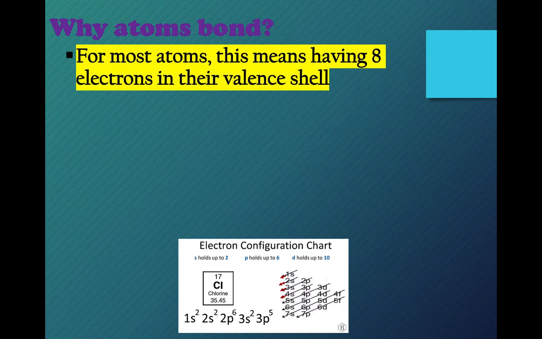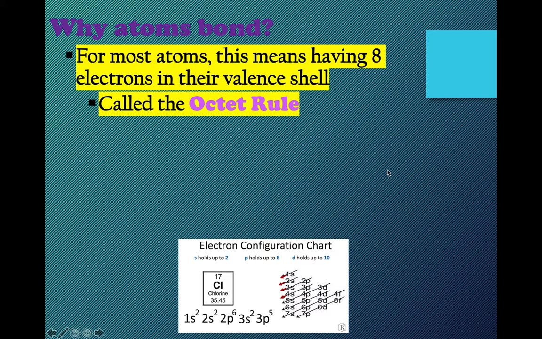So for most atoms, this means that they need to have 8 electrons. It's one of the things from doing Bohr models, that those rings can hold up to 8 electrons. And this is called the octet rule. This is just the general rule that describes what atoms are doing in trying to become stable.